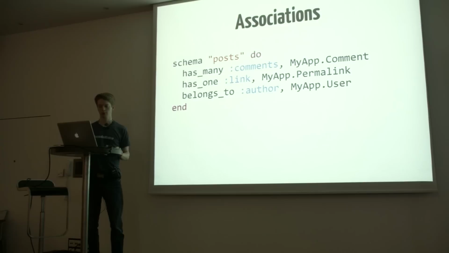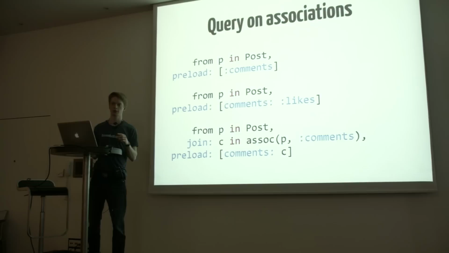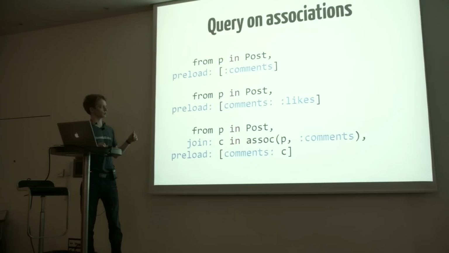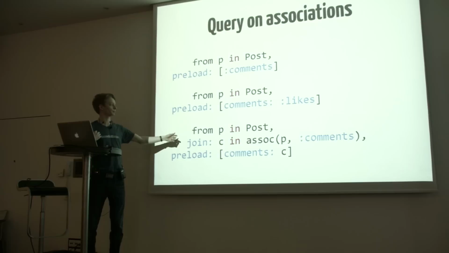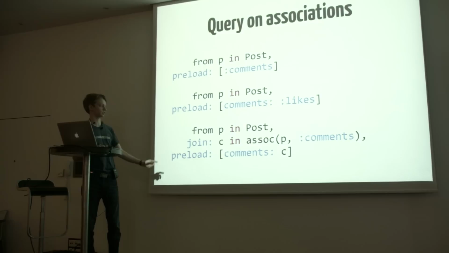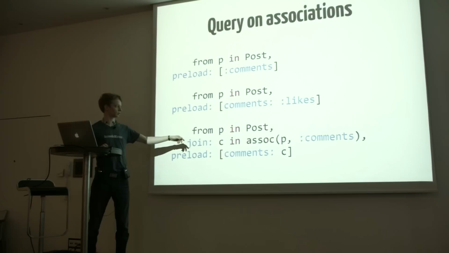And you can query on these associations. For example, you can preload. What preload means is that, so there's two ways to query on associations. There's preload and there's join, right? When we do a join, that's a normal SQL database join. The only special thing that we do is that since this will return a new post for every comment, the result set would have multiple posts.